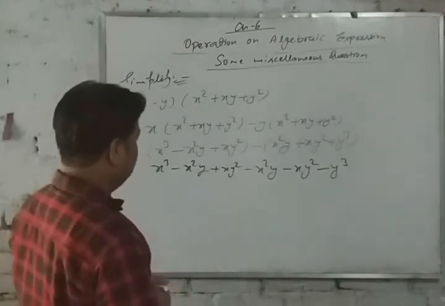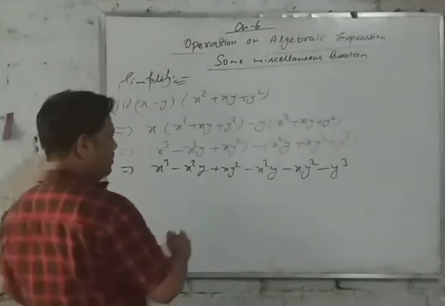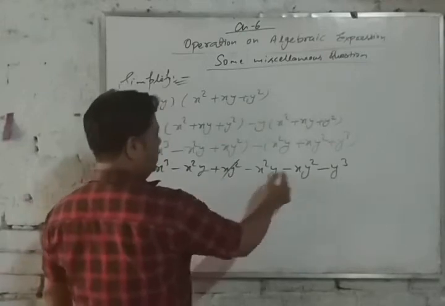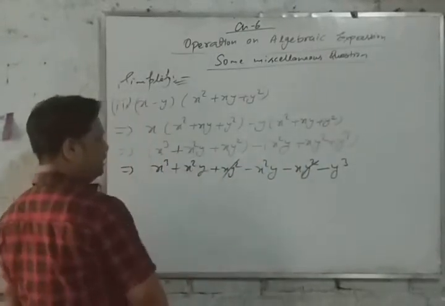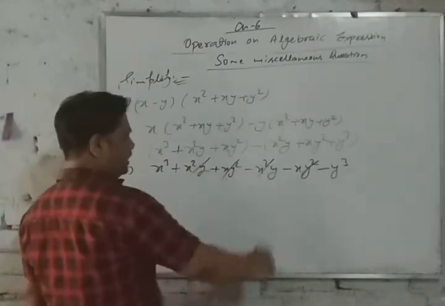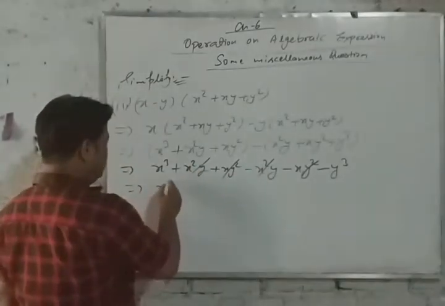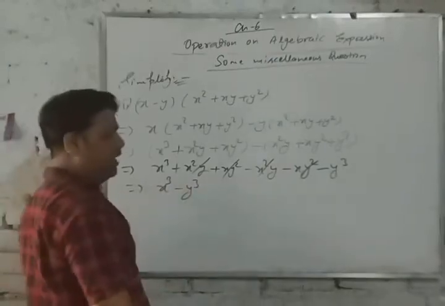x square y. Here you can see xy square, so it cancelled out. Here plus now, so here we will write plus sign. Then here plus sign. Okay. Now again this one cancelled out. Now what is left? Only x cube minus y cube.